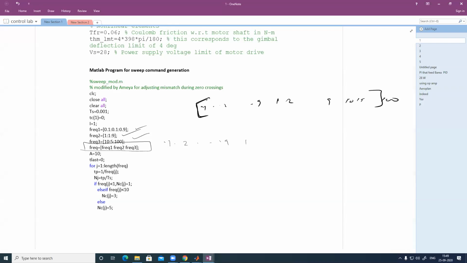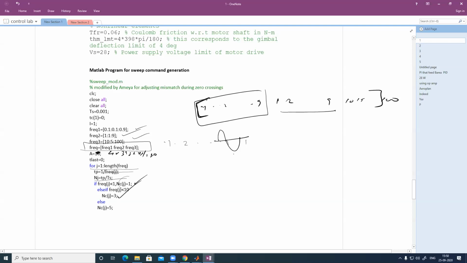So this is generated. And I have to give amplitude as 4 into 398 into 5 by 180. And I am taking the length of frequency and taking T, N. If the number of samples N is less than 10, that is 0.1 to 0.9, I have to use only one frequency. So less than 10, meaning 1 to 9, I have to choose 3 samples. With 1 hertz, 3 waves will be generated, of this amplitude.